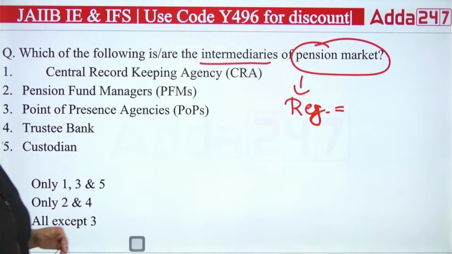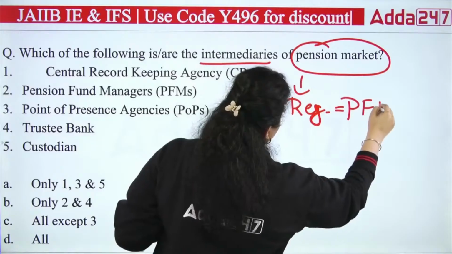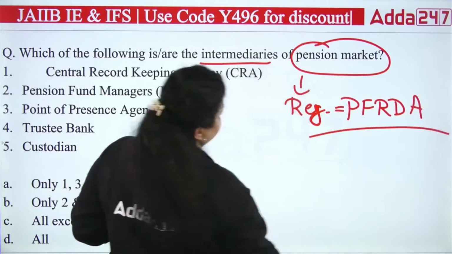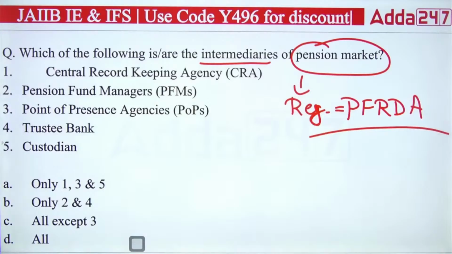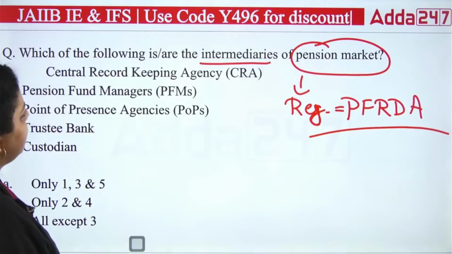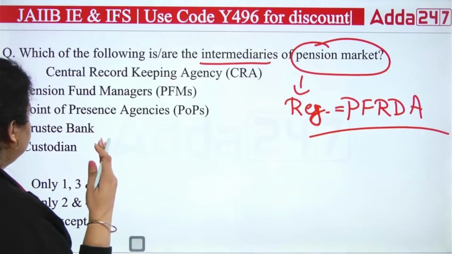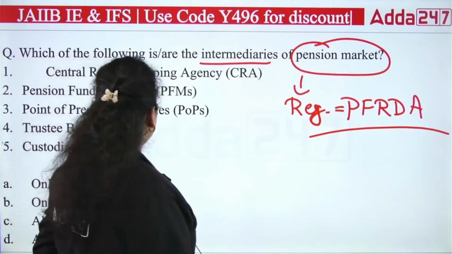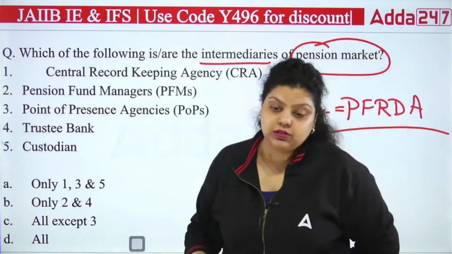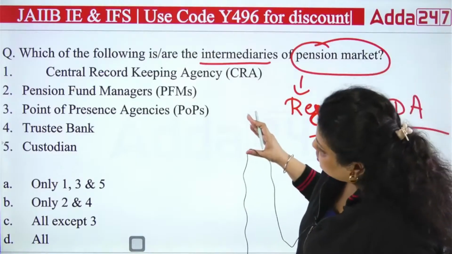Okay, so regulatory body is Pension Fund Regulatory Development Authority, PFRDA. This is correct. Now let me know the option. Which option is correct? Let me know the answer of this question, which of the following are the intermediaries of pension market? The central record keeping agency, the pension fund manager, point of presence agencies, and then we have trustee, bank, and custodian.